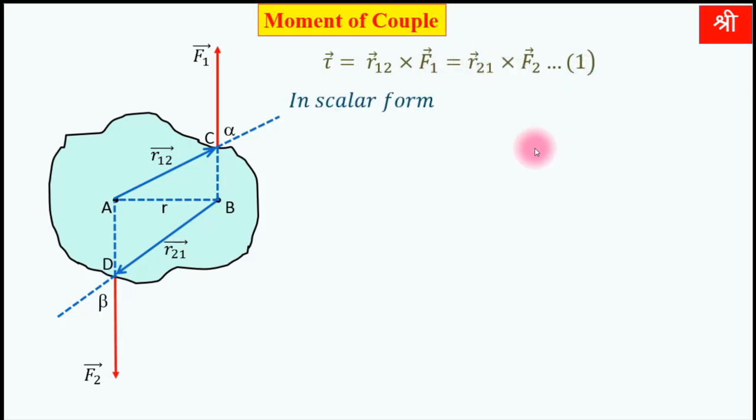Suppose this is equation number 1. In scalar form we can write the magnitude of tau equal to R12 F1 sin alpha, because the angle between R12 and F1, this R12 and this F1, is alpha, and therefore it will be sin alpha here. This is by the definition of vector product or cross product.